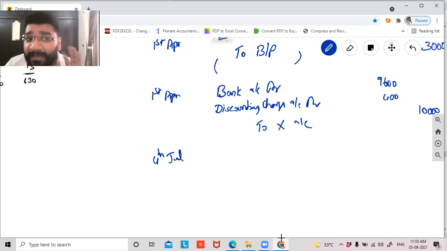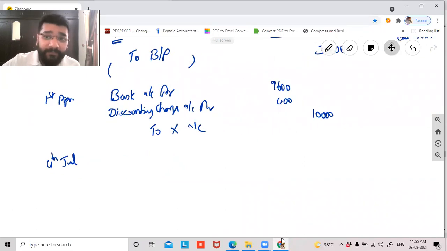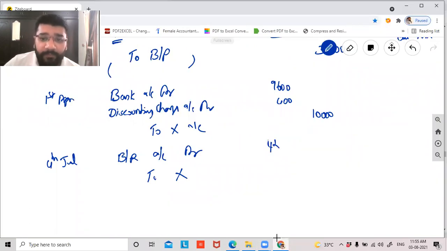Bills accepted by X and given to Y. So what will be the journal entry? Bills receivable account debit to X. What is the bill value? 42,000 rupees, guys. 42,000 rupees is the bill value.